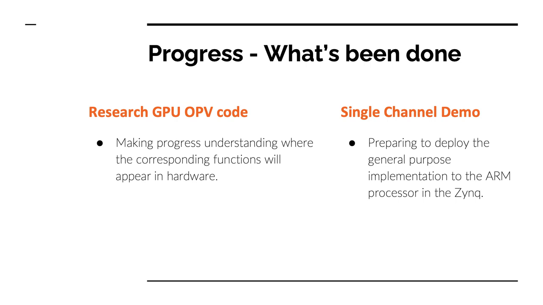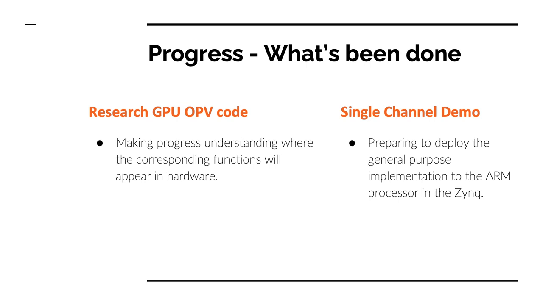All of this is in support of a single channel demo. What we really want to do is deploy the code that we have to a general purpose processor, the ARM processor in the Zynq, and then start moving over functions to the FPGA fabric. After that, scaling to our 64 channels. And then that demonstration will be a pretty powerful one.